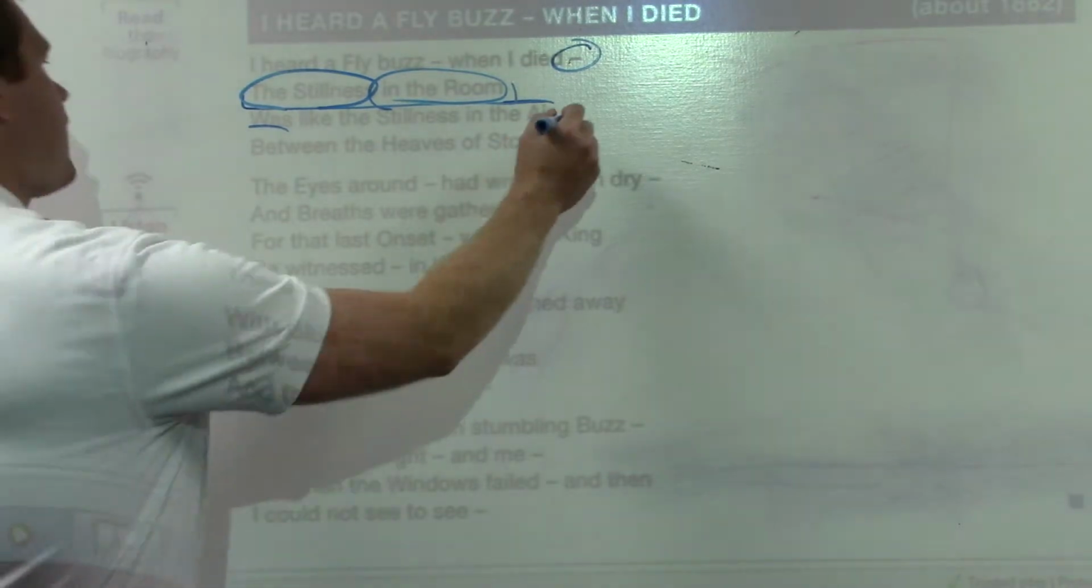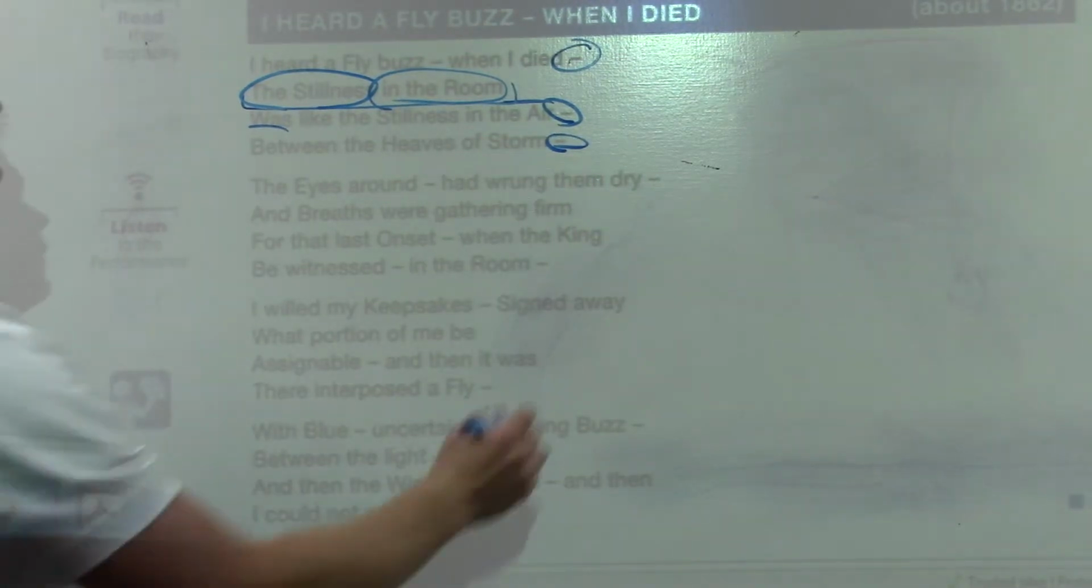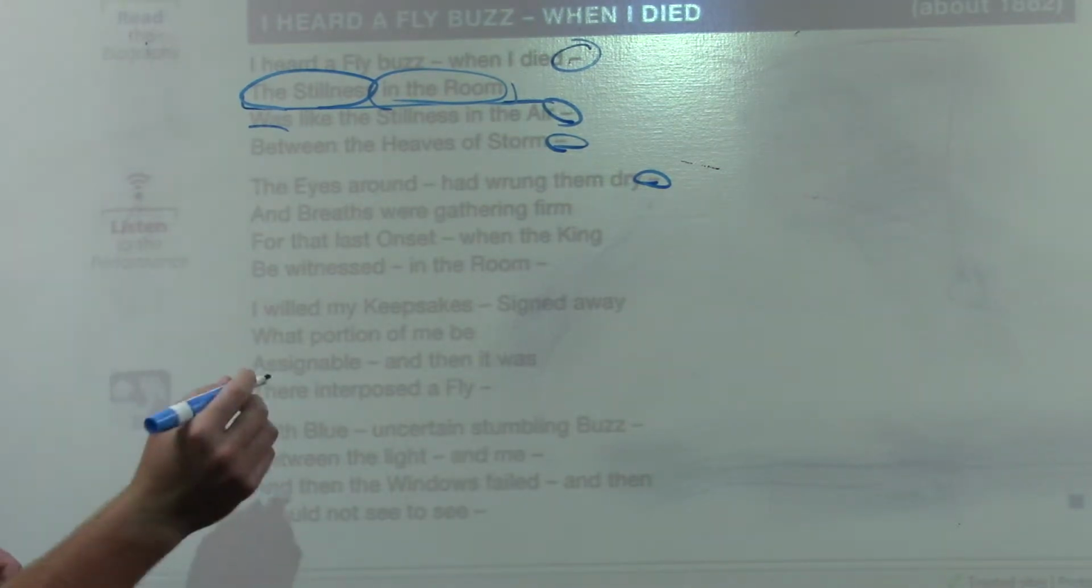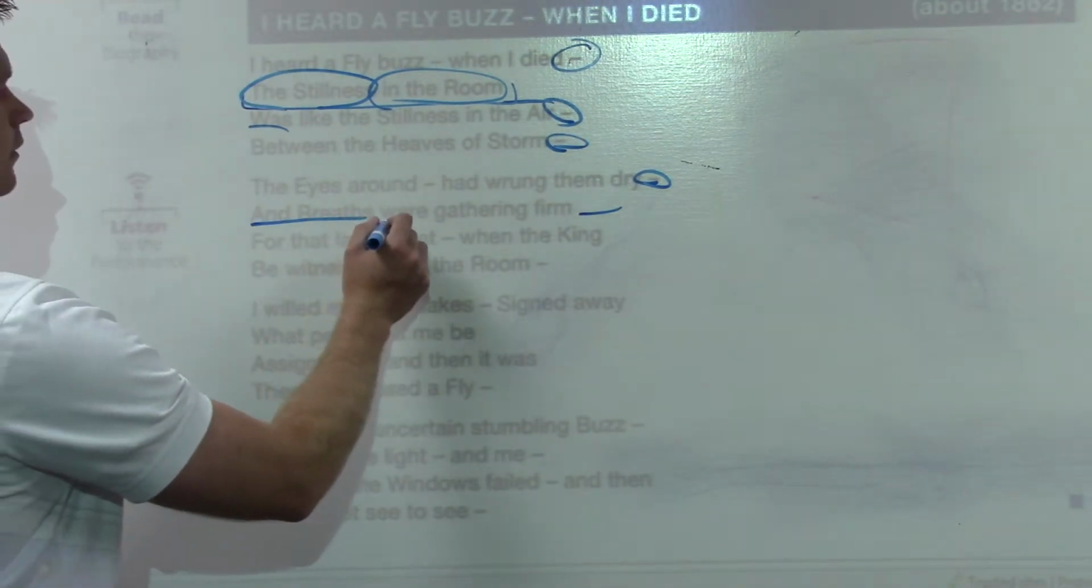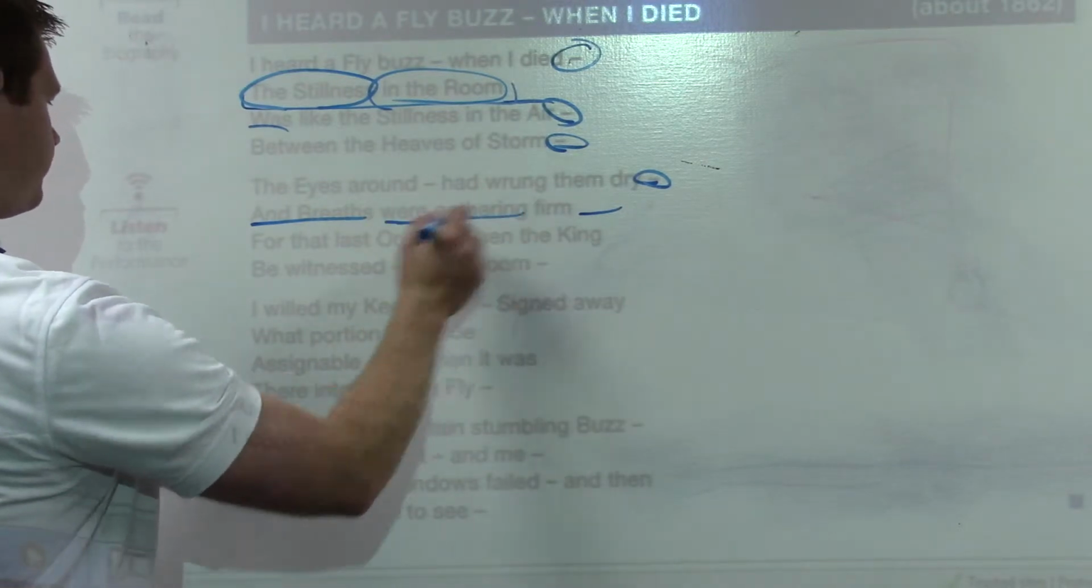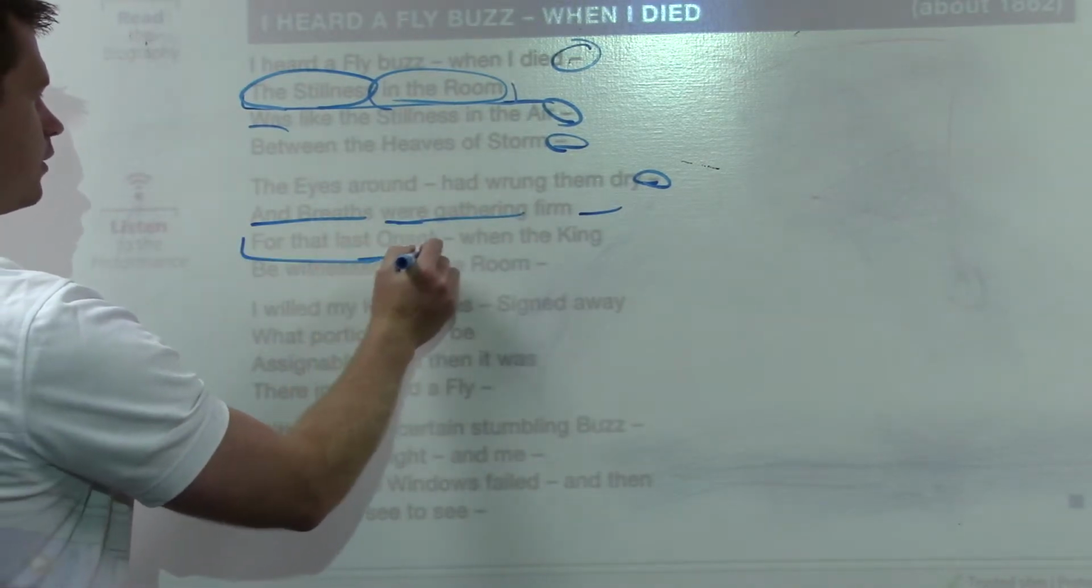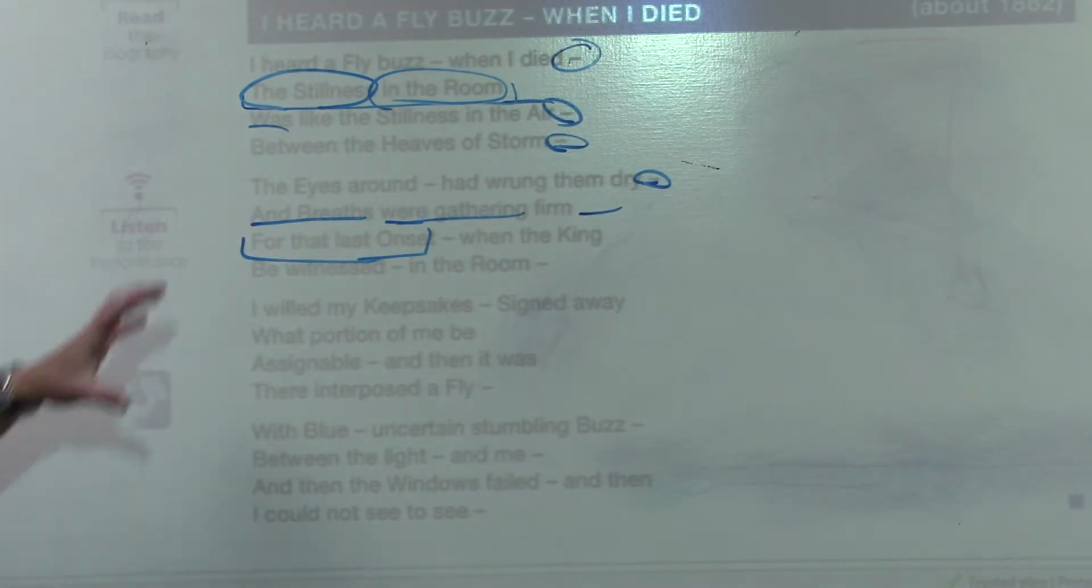The stillness in the room was like the stillness in the air, dash, end stop. Between the heaves of storm, dash, end stop. The eyes around had wrung them dry, end stop. And breaths were gathering firm for that last onset. Again, we don't have a piece of punctuation here, but we have subject, verb, and then a new piece over here, for that last onset. So we have a prepositional phrase, and we don't have any syntactical units that are broken in the middle. So I'm still not ready to call these end stopped.